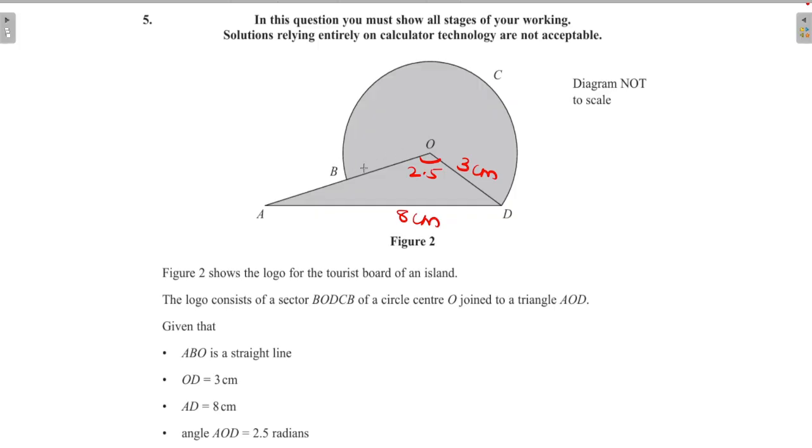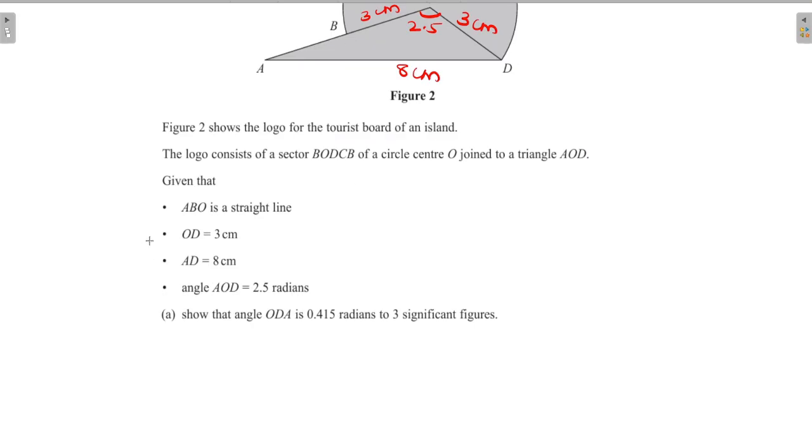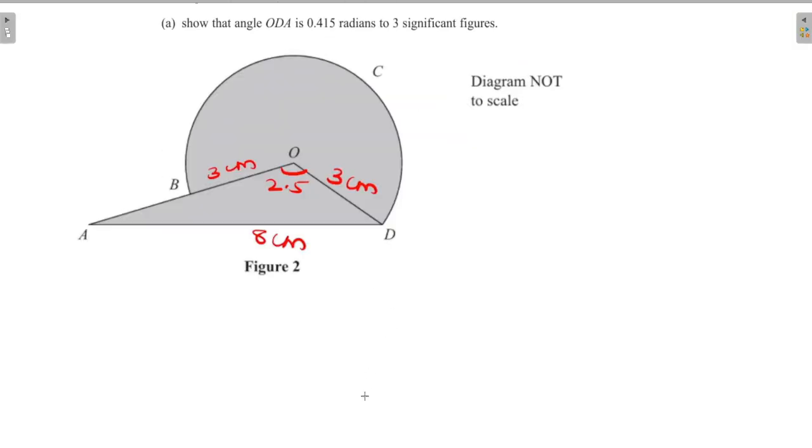This OB is also a radius. This is also 3 cm. Let's find the angle. Show that ODA is 0.415 radian to 3 significant figures. Let's find out the required angle ODA. Consider this angle as X.